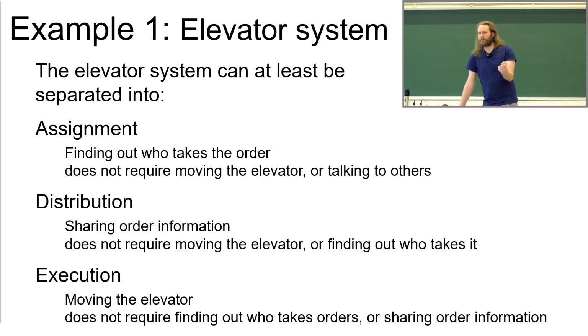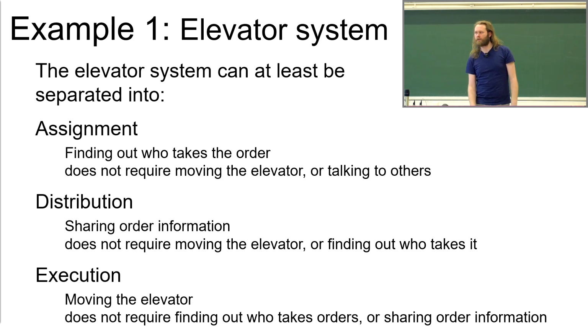No. Do we need to be able to move the elevator up and down to move it across the network? No. So therefore, they're separate. And finally, execution. Do we need to be able to find out who takes an order when we are executing an order that has been given to us? No, of course not. Do we need to be able to communicate on the network that a new order exists when an order has been given to us? No, of course not. So therefore, these three can at least be separated into separate parts.